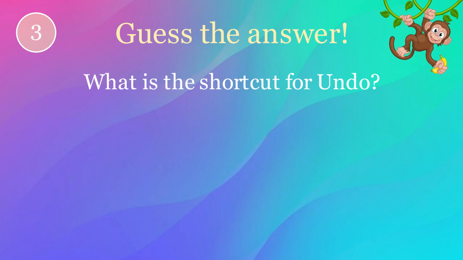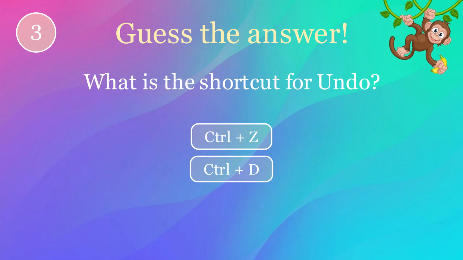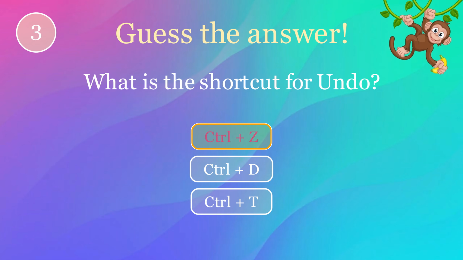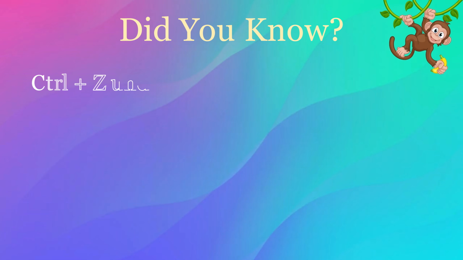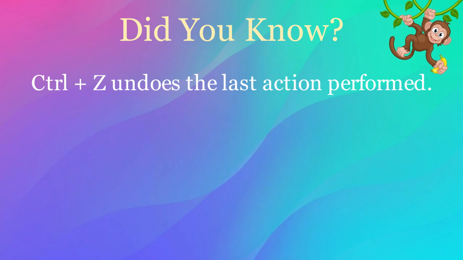What is the shortcut for undo? Ctrl+Z. Ctrl+D. Ctrl+T. The correct answer is, Ctrl+Z. Here's an interesting fact, Ctrl+Z undoes the last action performed.